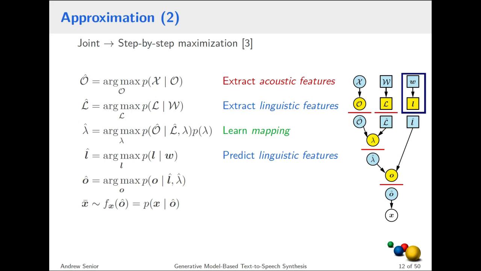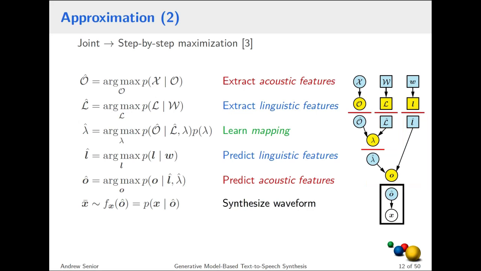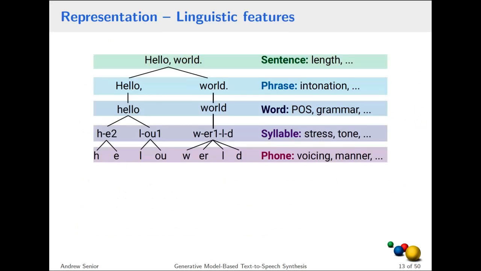I'm going to use my linguistic mapping to generate the linguistic features for my particular text to be synthesized, and then use my model and those linguistic features to choose an acoustic representation. And then finally, I'm going to synthesize the waveform, going from the acoustic representation to an actual waveform. So we've got these separate stages: generating acoustic features, linguistic features, and mapping into the acoustic features.